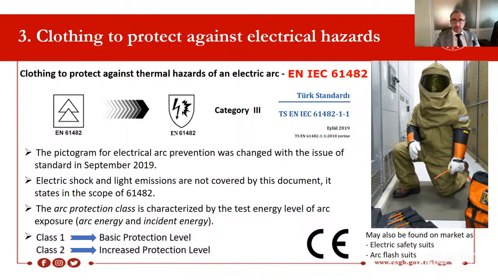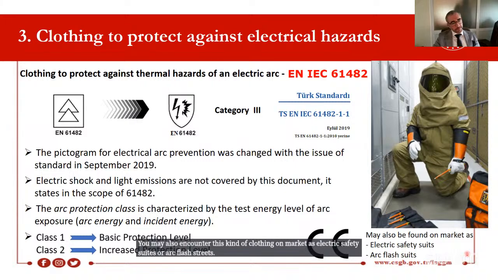In this standard, it is also stated that clothing against electric arc can have two protection classes according to their material quality and design. Class 1 represents a basic protection level. Class 2, an increased protection. On the right, you see an example of an electric safety suit. You may also encounter this kind of clothing on market as electric safety suits or arc flash suits.